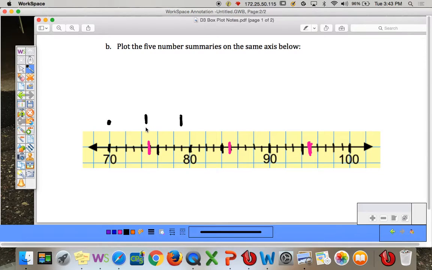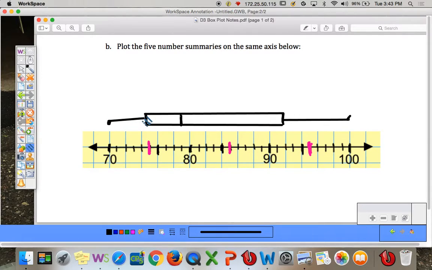And then his Q3 was 92, so 92 is right here. And then his max was 100. Okay, so let's draw. You draw a line for each of the quartiles and then connect them into a box, and then connect the box to the whiskers. So it should look something like this. So here's Ahmed's. Let's take a look at Bree's.